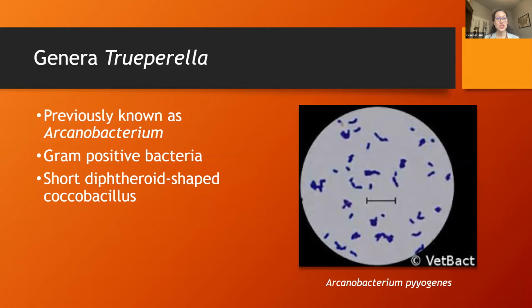So Trueperella in general is a bacterial organism that is sometimes saprophytic, or sometimes present in many organs. There are different types. It was previously known as Arcanobacterium, and the most common one isolated from lesions in animal species is Arcanobacterium pyogenes. It's a short, diphtheroid-shaped coccobacillus. The picture on the right is pyogenes specifically, on a culture cytology.